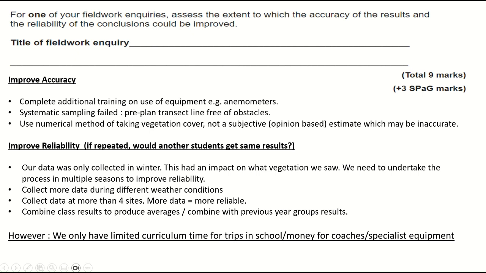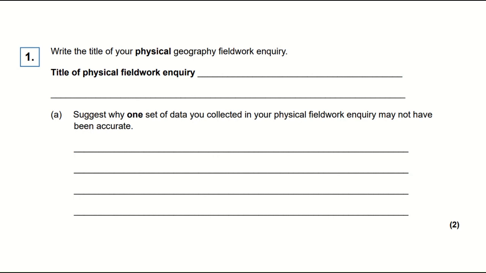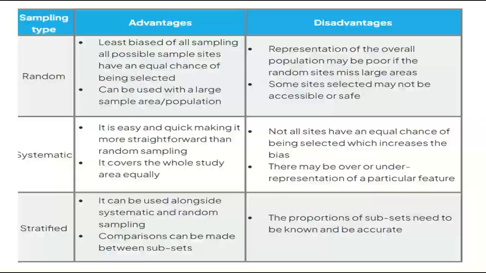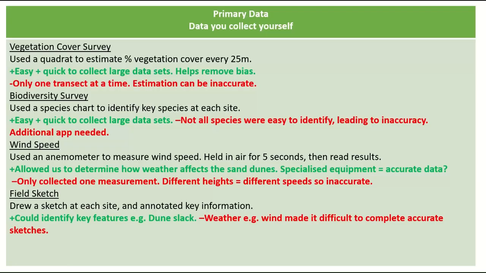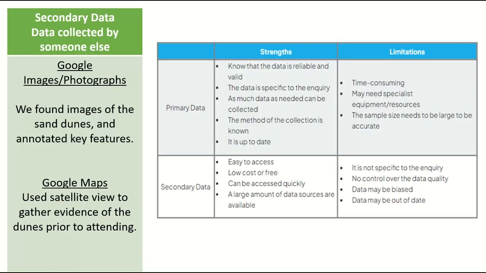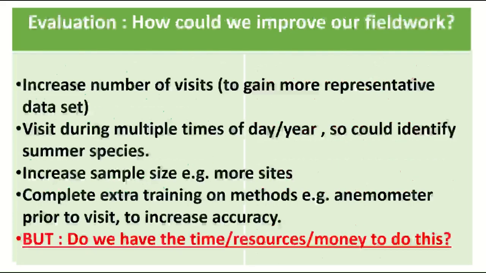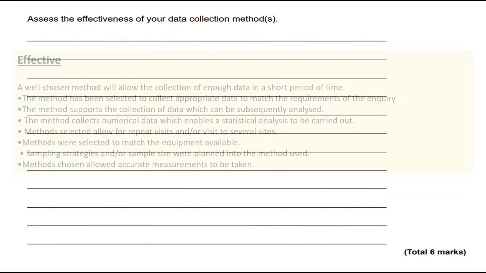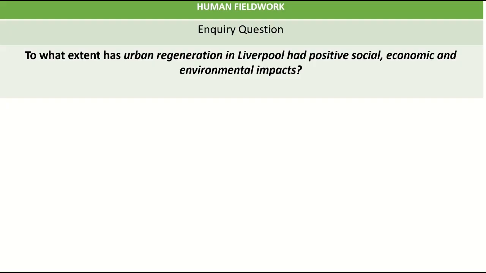But please notice there that there is a 9-marker about evaluation. There is a 6-marker about your data collection methods. There is a 2-marker about your data collection methods. Any of these sections, so the inquiry question, the hypothesis, the appropriateness of the site, the sampling, the data collection, the secondary data collection, data presentation, conclusions, validity of conclusions, and evaluation, all of those could be the questions, basically. So you need to make sure you know them inside out and rewatch parts of this video if you need to make notes. Okay. Second then is our human geography fieldwork.